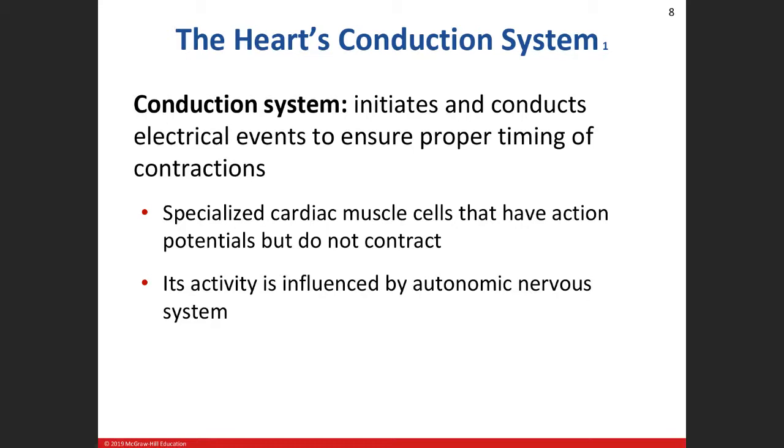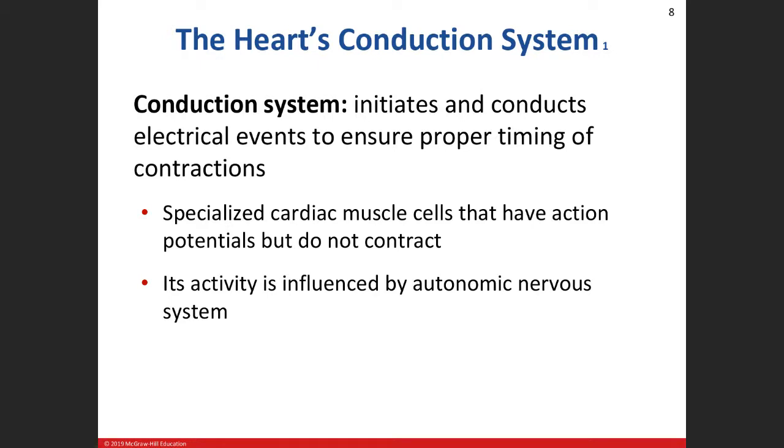So our heart is made up of a couple different items, okay? The first is the conduction system. For those of you that have ever undergone or had to do an EKG, or an ECG, that is an electrocardiogram. That's when we're actually checking out the electrical wiring of the heart. And that's what we're going to deal with here.